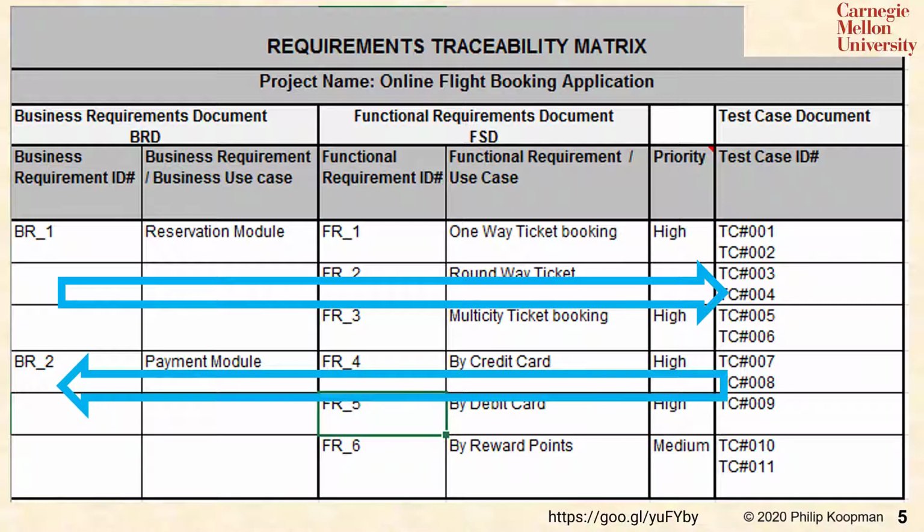This table is complete, but you could find traceability problems by saying, for example, if I see a business requirement that doesn't have functional requirements or doesn't have a test case, that's a problem. Or if I have a test case that doesn't have a corresponding function requirement and the functional requirement doesn't have a corresponding business requirement, that's also a problem.